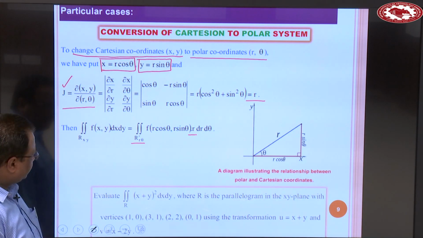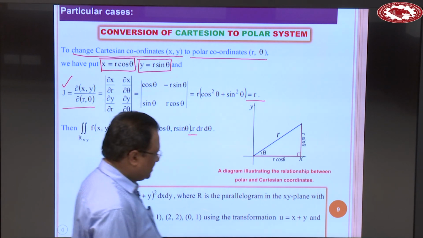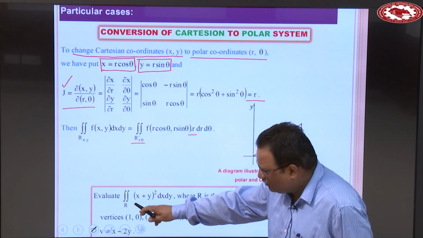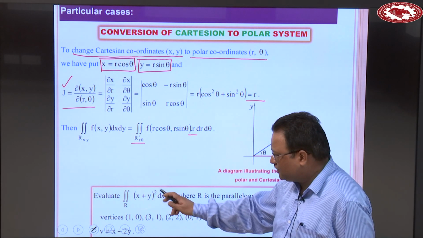Now one important question, and this statement is: evaluate the double integral over the region R of x plus y square dx dy.